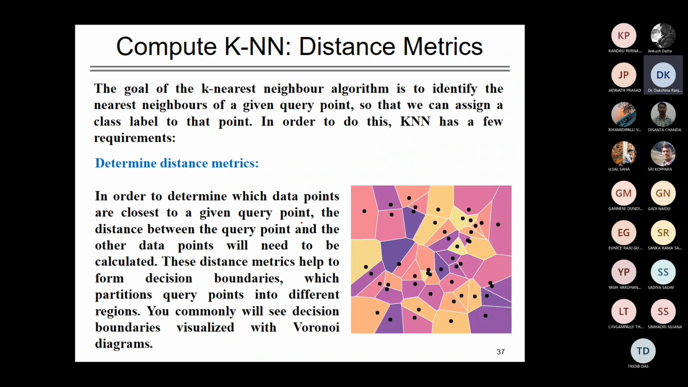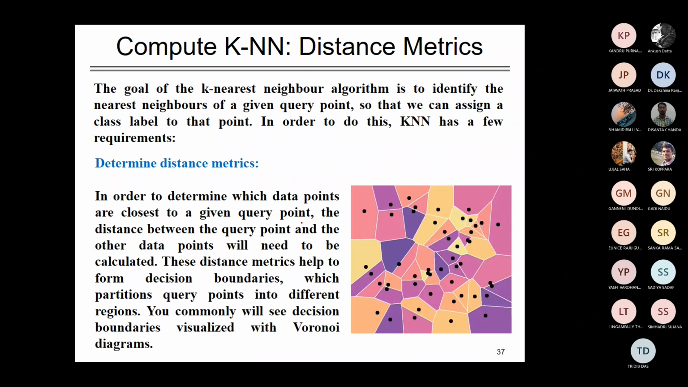Let us consider that we have been given a query point, and given that query point, we have to identify the nearest neighbors. That means who will be the nearest neighbors among a set of points. That is to be decided using the k nearest neighbor algorithm. And for that, we need to take help of the distance matrix, because we need to get the distance between the query point and the points which surround that query point.